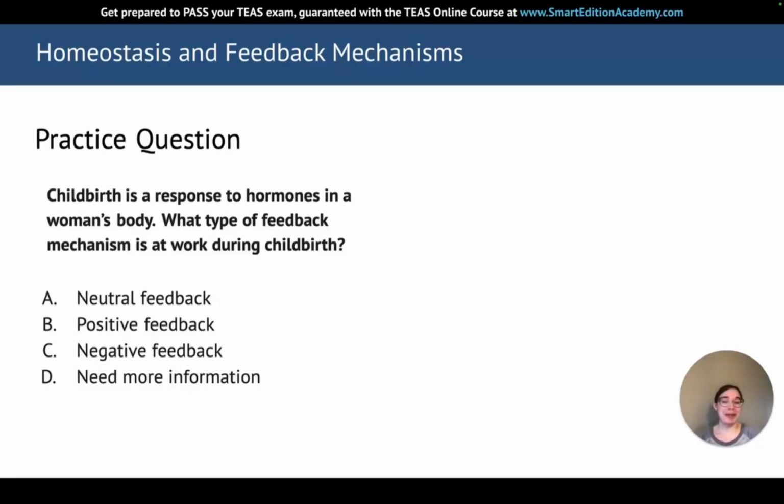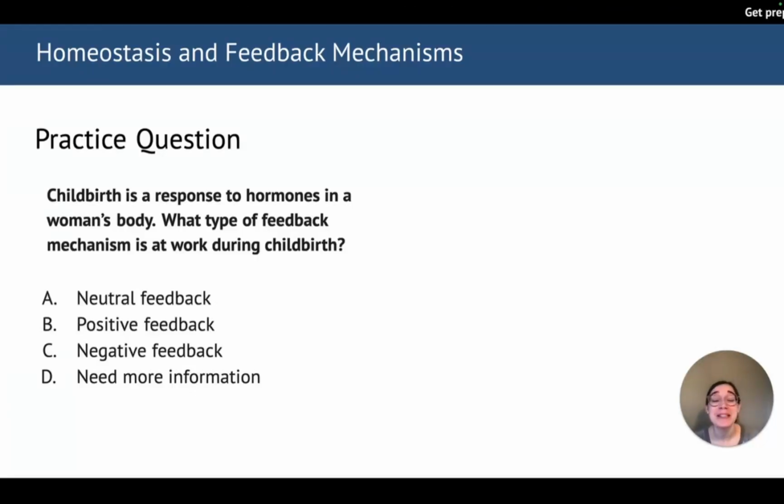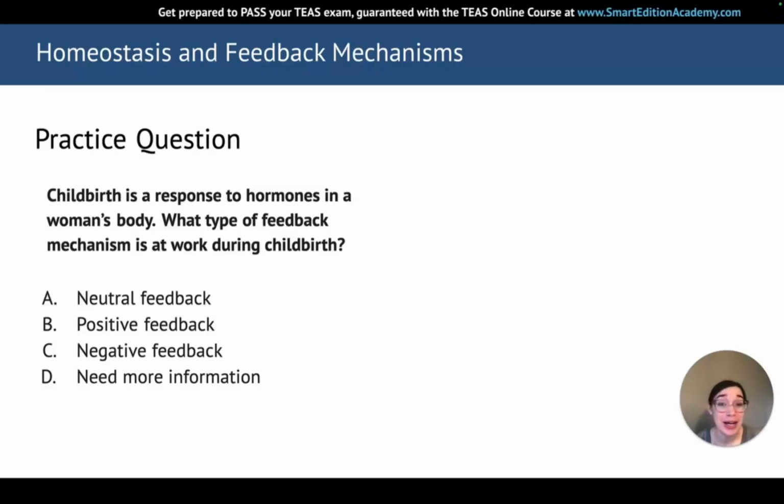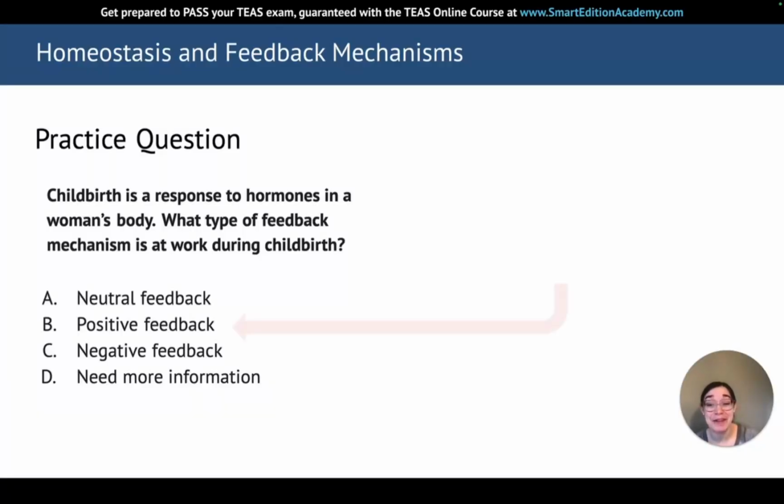Now, what about childbirth? Childbirth is a response to hormones in a woman's body. What type of feedback mechanism is at work during childbirth? Is it A, neutral feedback? Is it B, positive feedback? Is it C, negative feedback? Or is it D, need more information? And the correct answer here might surprise you, but it should make sense once we talk through it, and that is that this is an example of a positive feedback mechanism.